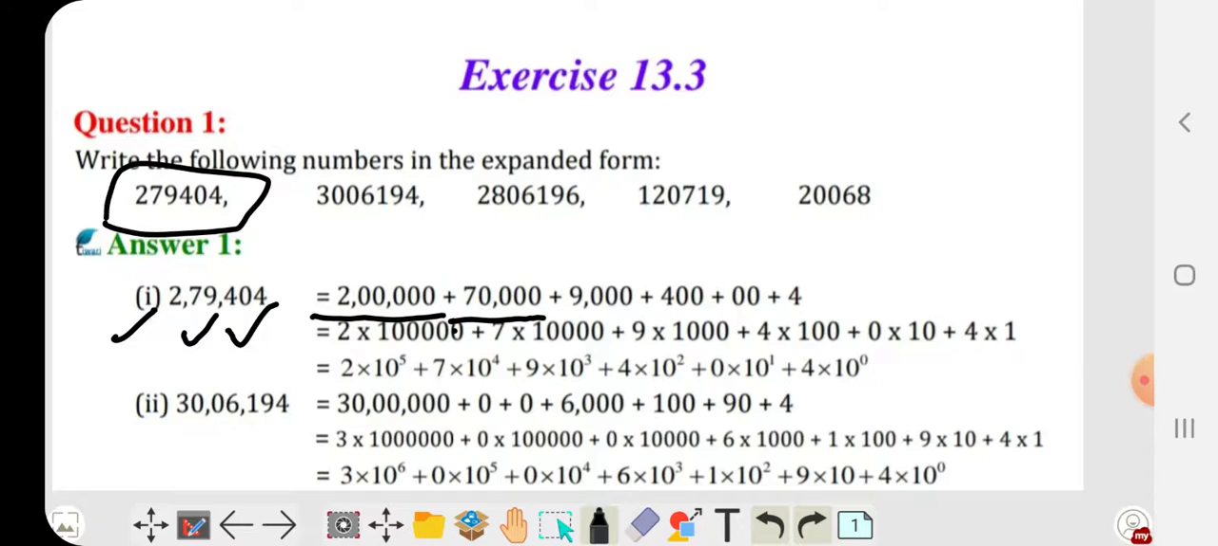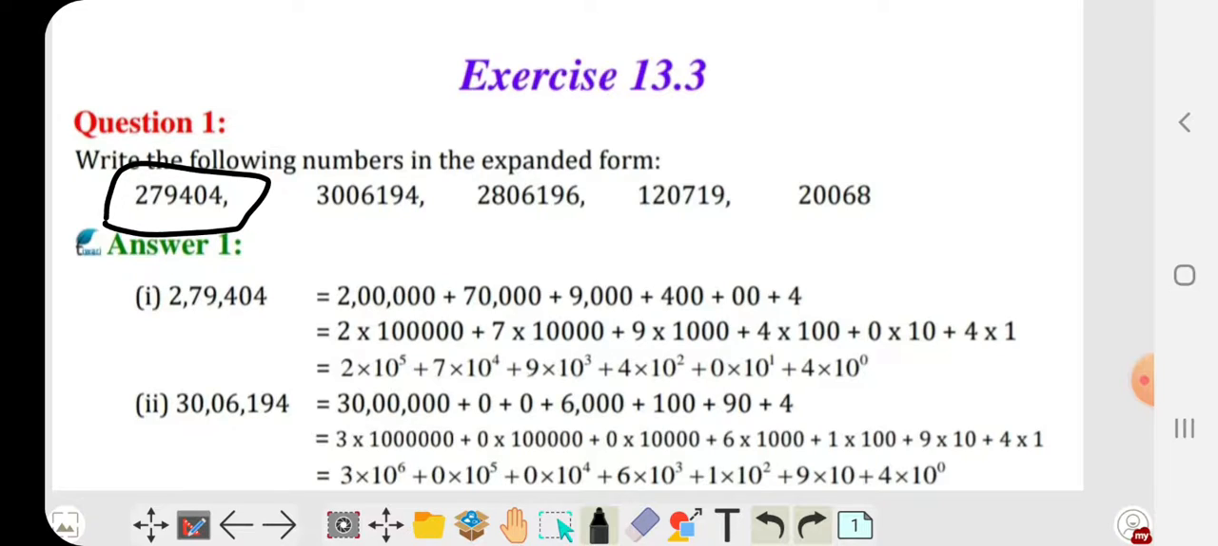Then what is there? 404. So 400 is there. Now what is in tens? Nothing. 0 is there. So we will just write two zeros. Now 4 is there. So simply this kind of expansion we have done earlier in junior classes also.